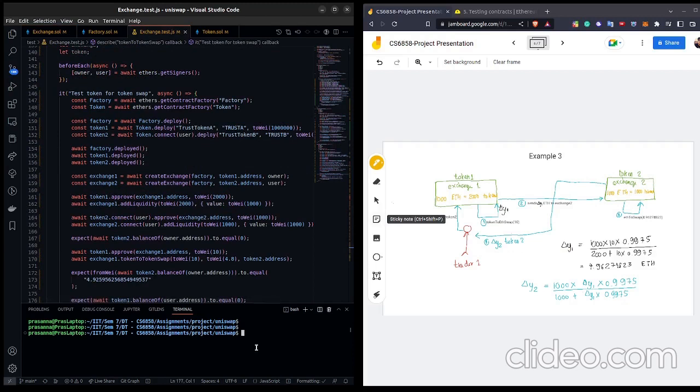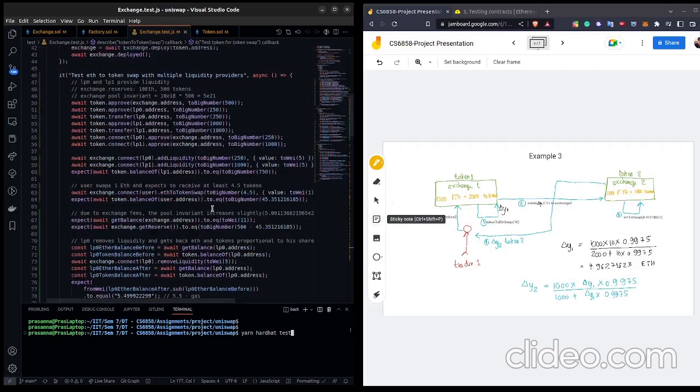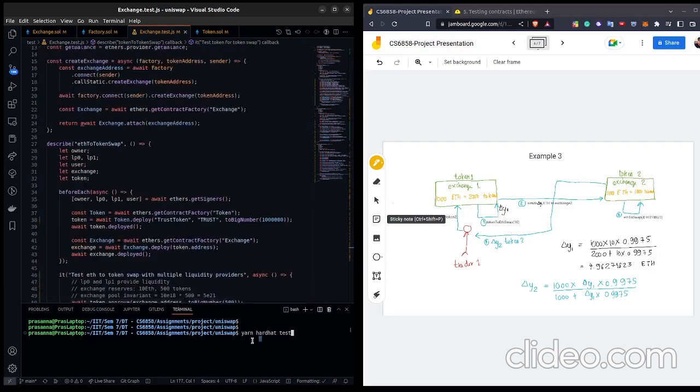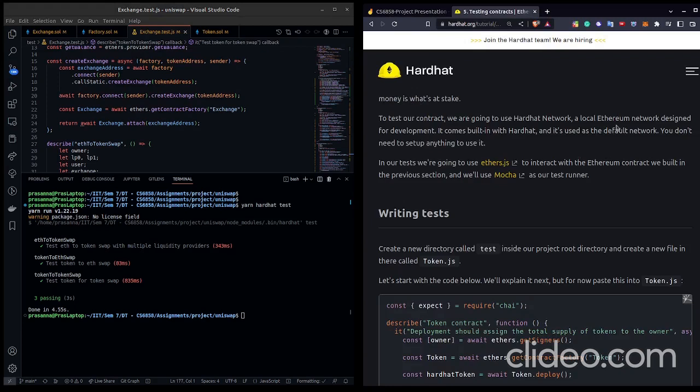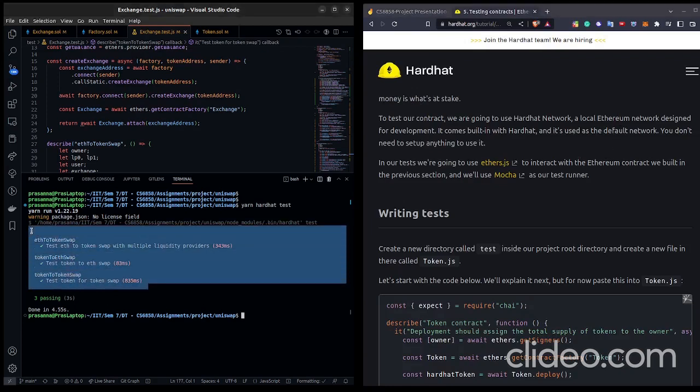Now we'll check if the tests pass. So we run this command and we check if all the three scenarios which we had discussed earlier give the expected results. This is tested on my local machine on the local Ethereum network provided by Hardhat, and we can see that all the three tests have passed.